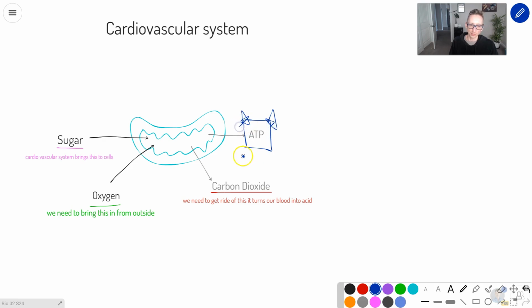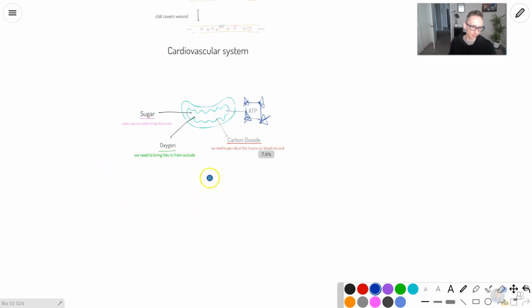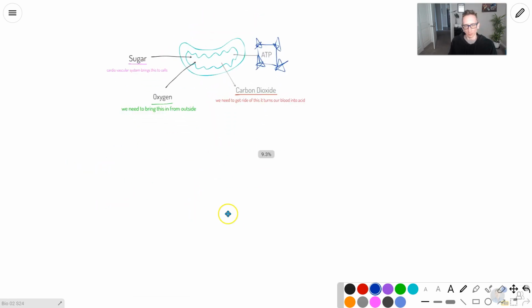If we were just a single cell, we'd be fine. But we're not. We're 37 trillion cells, and 70% of our cells are red blood cells. That's how important this process is. We're making 2.4 million red blood cells a second. This stuff's crazy. All right. Let's talk about the cardiovascular system.